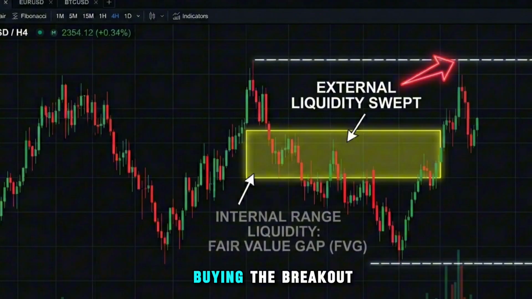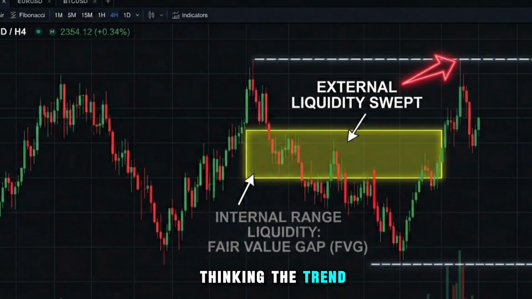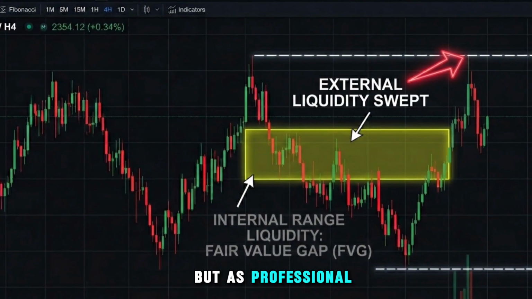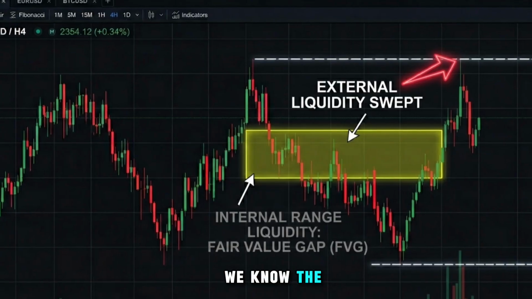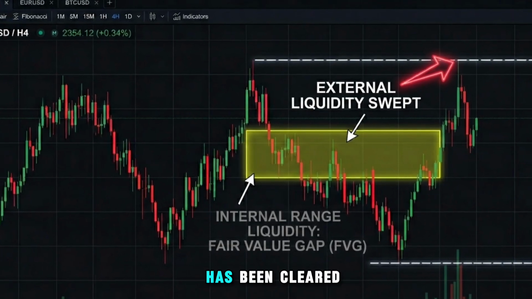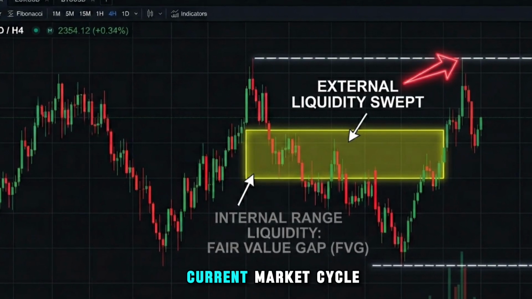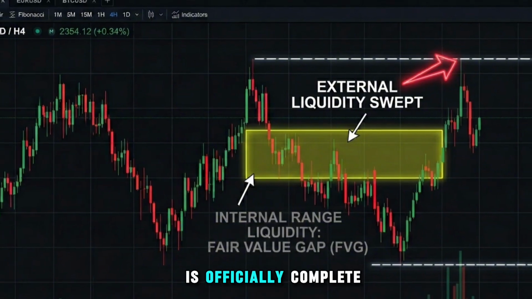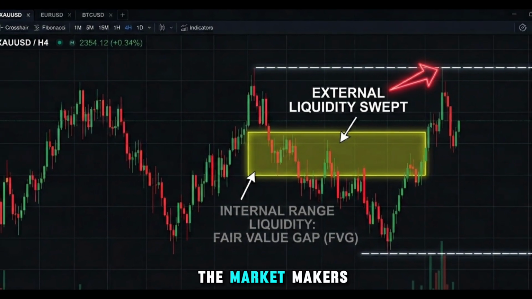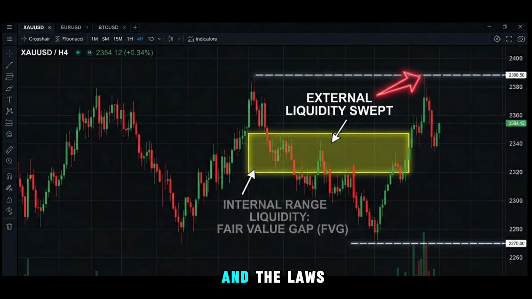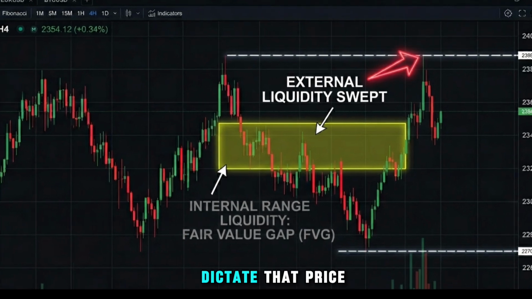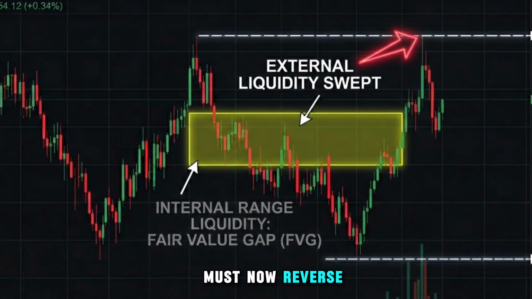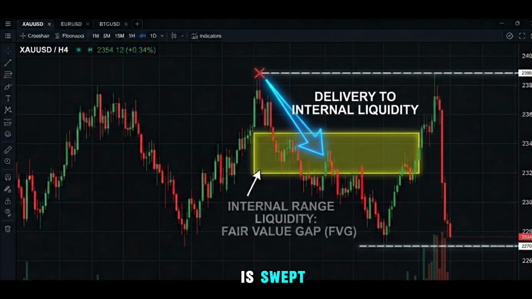Retail traders are buying the breakout here, thinking the trend is continuation. But as professional hunters, we know the truth. The external liquidity has been cleared, which means the current market cycle for the upside is officially complete. The market makers have filled their pockets, and the laws of algorithmic gravity dictate that price must now reverse. Once external liquidity is swept, what is the next draw on liquidity?